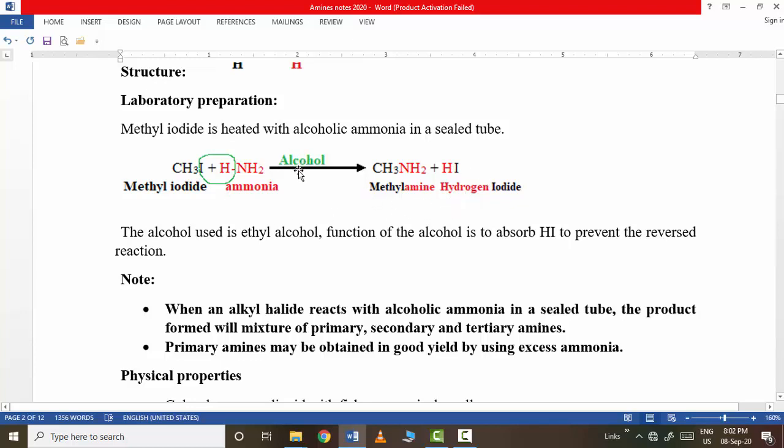Now the purpose of using alcohol, the alcohol being ethyl alcohol, is to absorb hydrogen iodide. This hydrogen iodide can be absorbed by the alcohol. When the hydrogen iodide is absorbed by alcohol, it will prevent the reverse reaction. Otherwise, if the hydrogen iodide is not removed, it will react with the methylamine and form the reactants. So that is the purpose of using the alcohol.